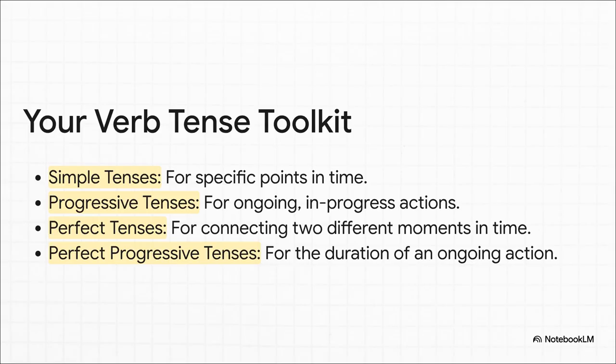The simple tenses are for those specific, pinpointed moments. The progressive tenses are for actions that are in progress. The perfect tenses, they're for building bridges between two moments in time. And the perfect progressive tenses are all about emphasizing the duration of an ongoing action. You now have the right tool for literally any situation.